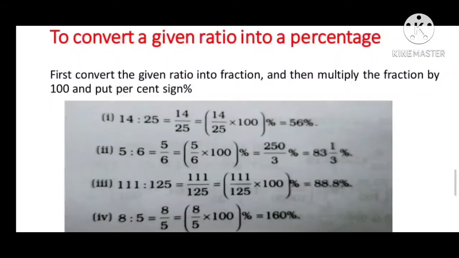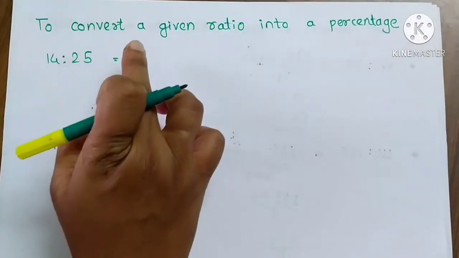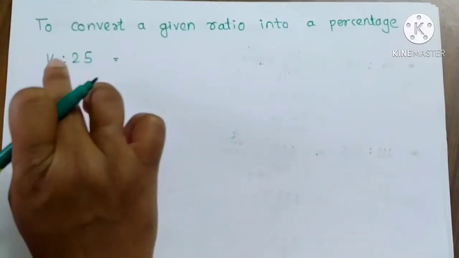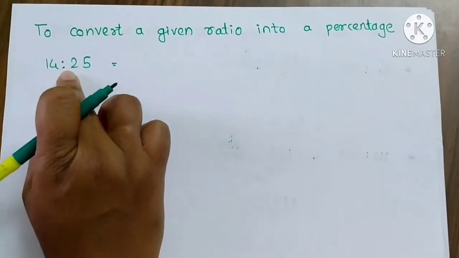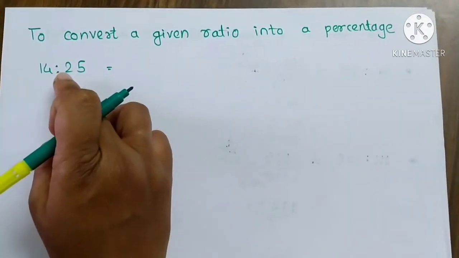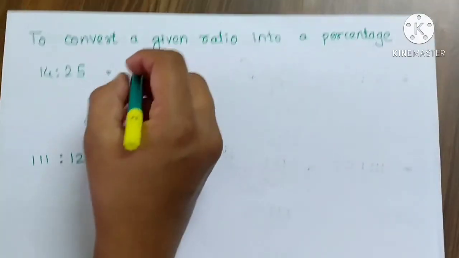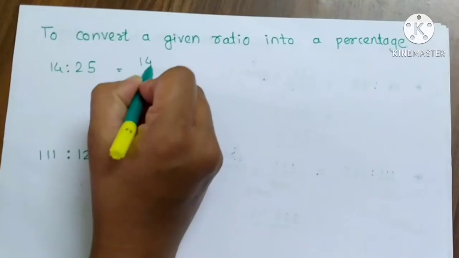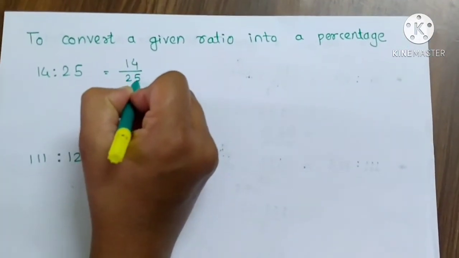We are going to convert a given ratio into a percentage. First, convert the given ratio into a fraction and then multiply the fraction by 100 and put the percentage sign. Students, here we have to convert this ratio into a percentage form. So first I am going to write this ratio in the form of a fraction. So 14 upon 25. Okay.